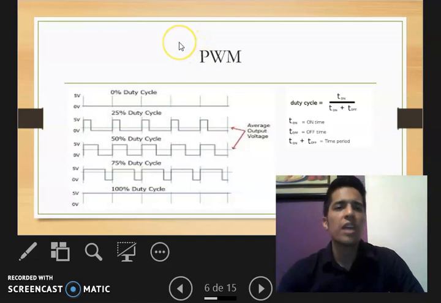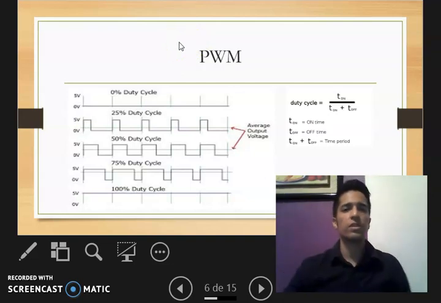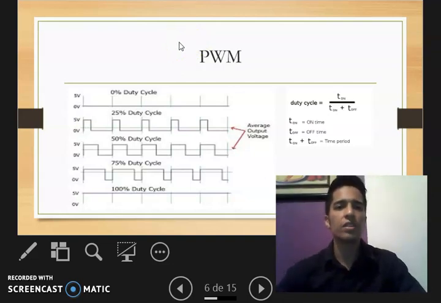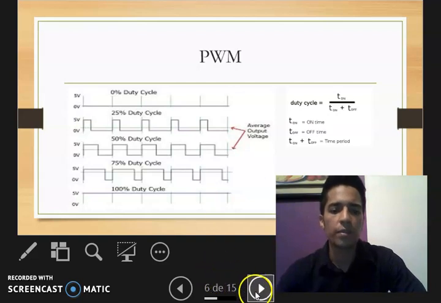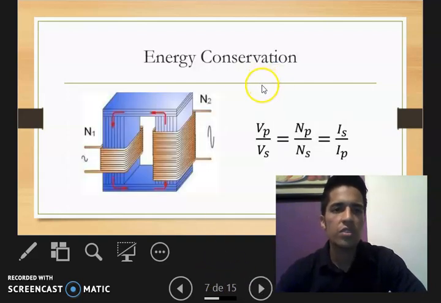The voltage gain in the load will depend on the frequency of the pulse and the duty cycle, where the duty cycle is equal to the time where the pulse is high divided by the period of the square wave, where the period is equal to the sum of the high pulse time and the low pulse time. Energy conservation.